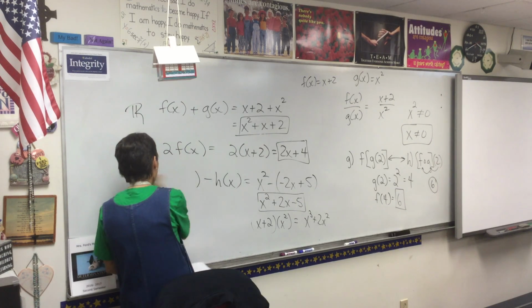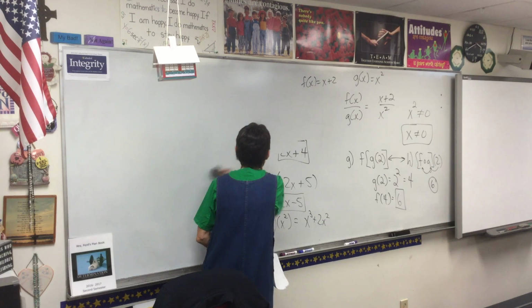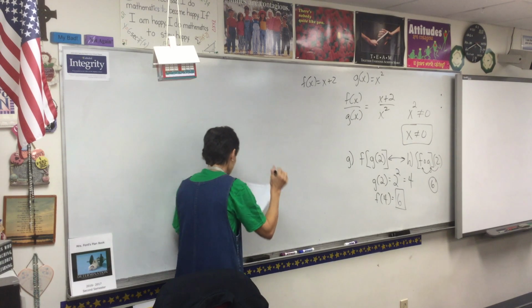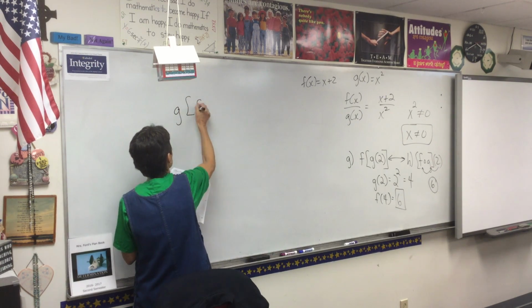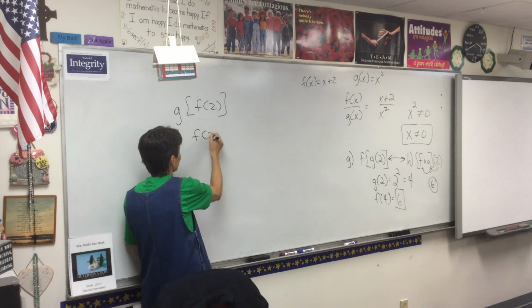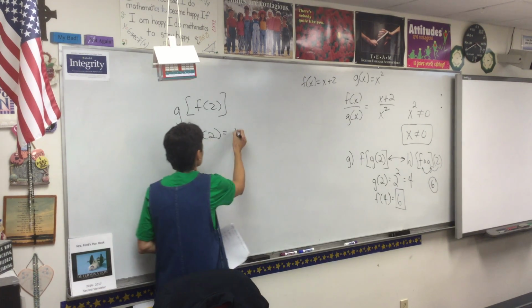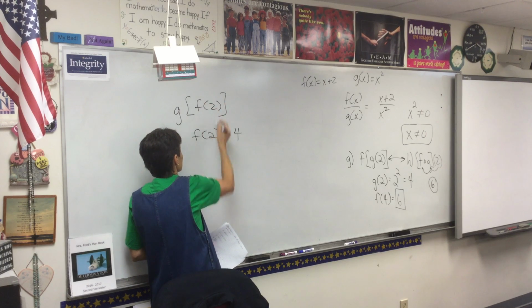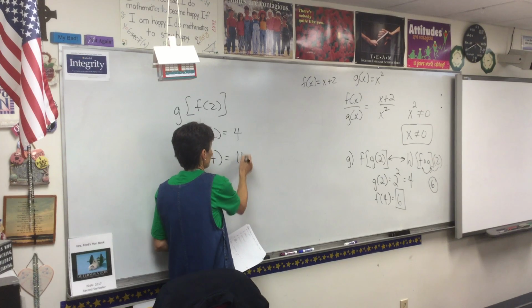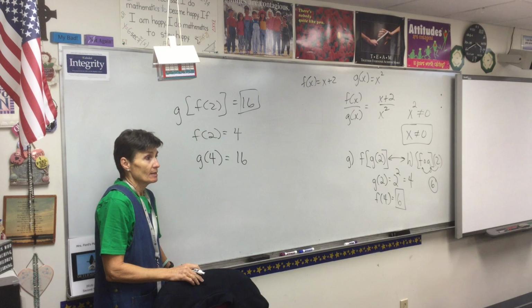Now, is I a different problem, or is it the same problem all over again? Different. What's different about it? It's the other order, yeah. So we're doing g of f of 2. So that means we start by finding f of 2, which is 4. Now we're going to find g of 4. And g of 4 would be 16. So the answer to the problem is 16.